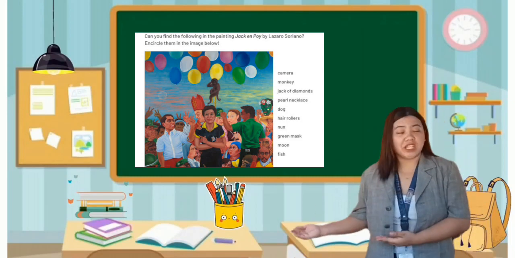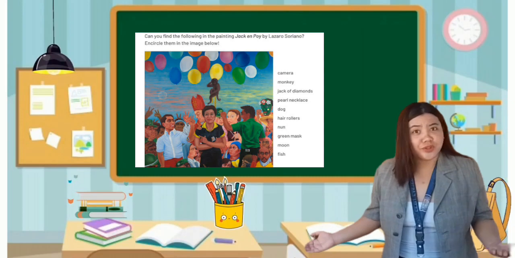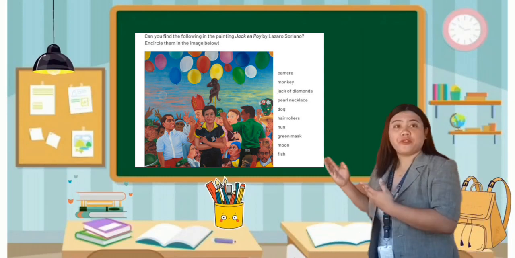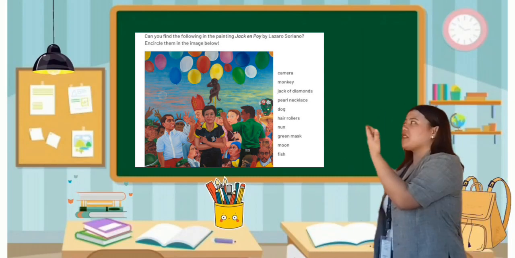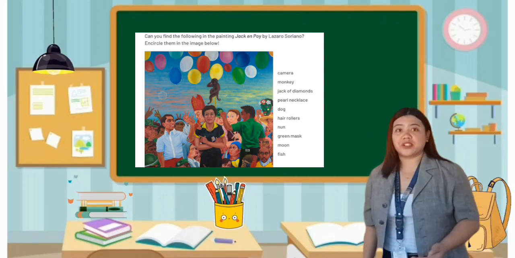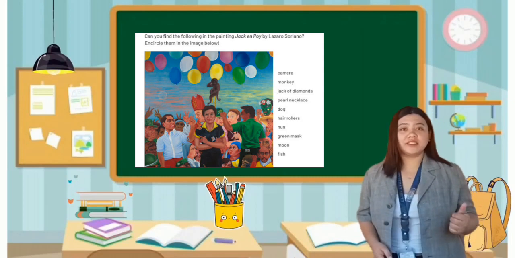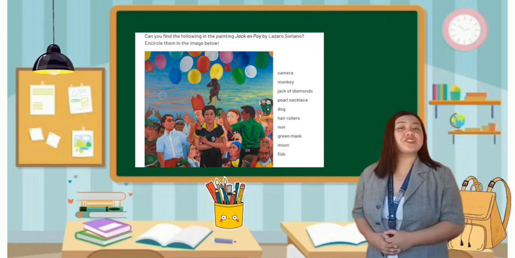So, I have a painting here, A Jack and Poi by Lazaro Soriano. So, what are you going to do? You are going to find and encircle these things or words that are provided. And after that, just raise your hand if you're done so I can collect your worksheet. Okay? Okay, very good. Now, let's start.